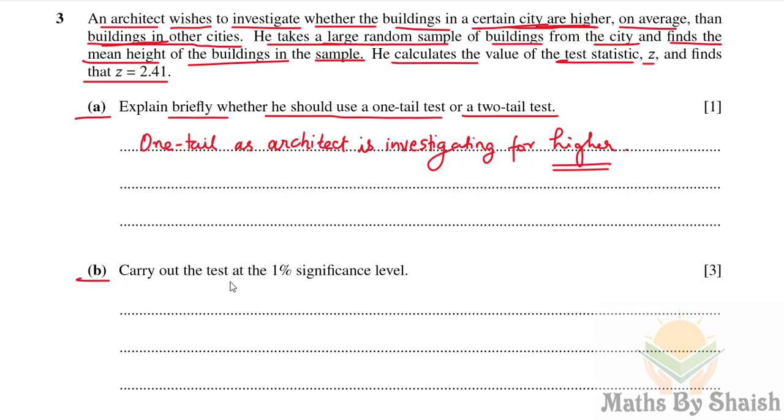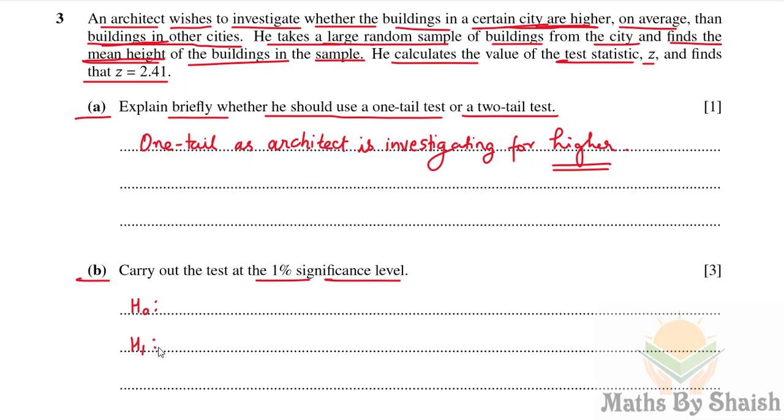Part B: carry out the test at the 1% significance level. We are going to test the mean, because in the case of a normal distribution we talk about the mean, and here they are talking about the mean height of the buildings in the sample. When we start our test, we write two things: the null hypothesis and the alternate hypothesis.